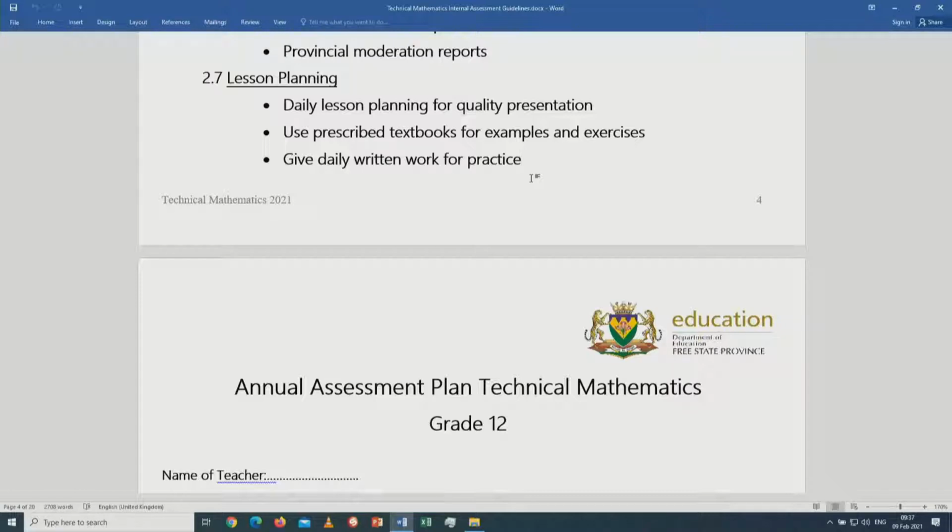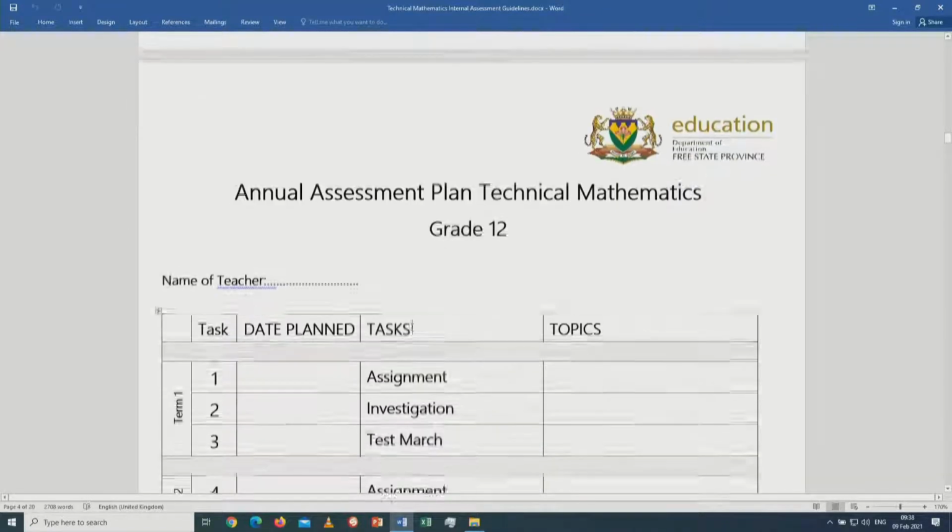Instead, it's only marking of homeworks. Give them as little as possible so that you are able to mark with learners and continue with your lesson for the next day. So this is very important, and if you are not planning correctly, you will not be able to achieve all this.